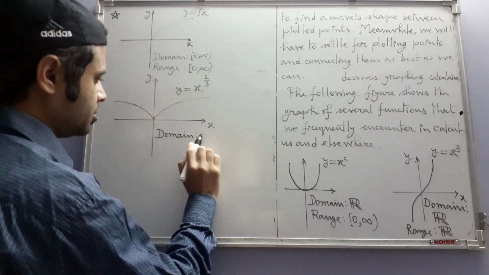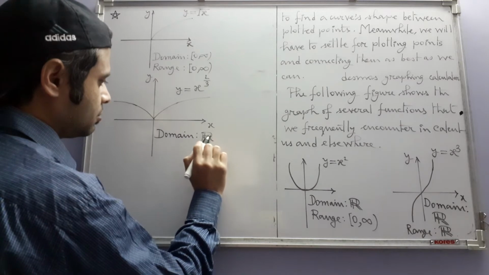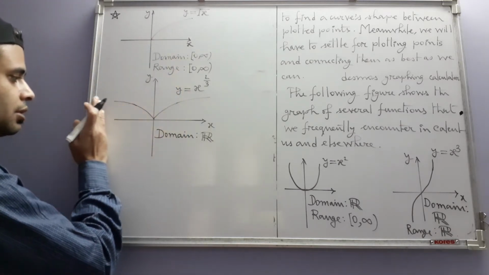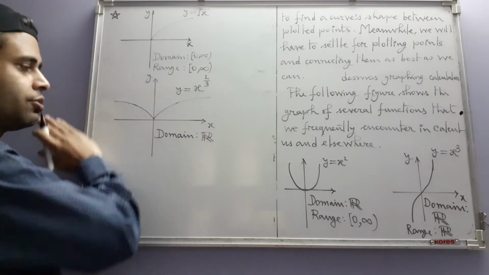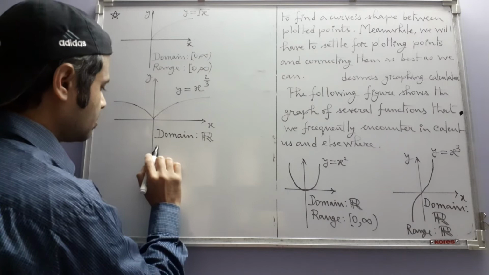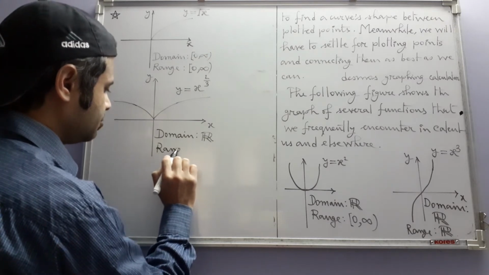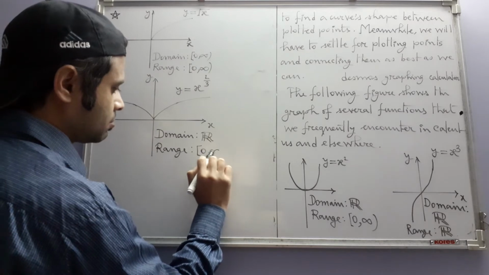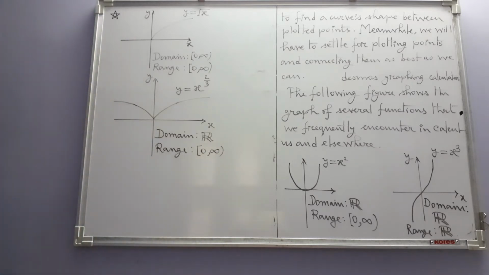using that same logic, the domain is R, because unlike this one, here on the negative part of the x-axis also we have a part of the graph, but the range, like before, is 0, infinity.